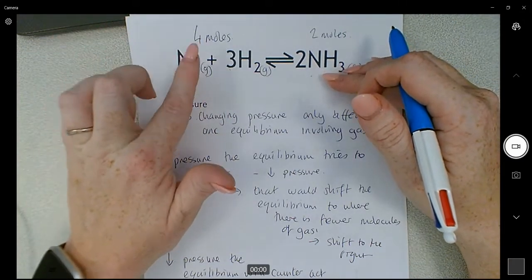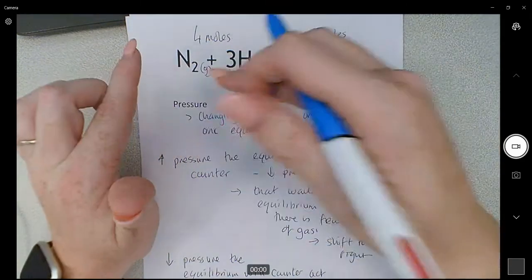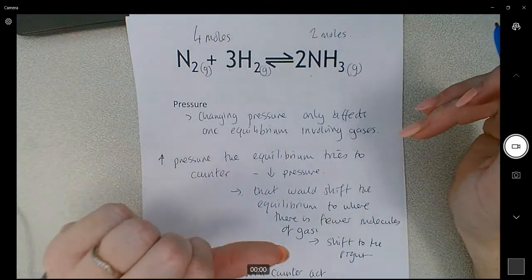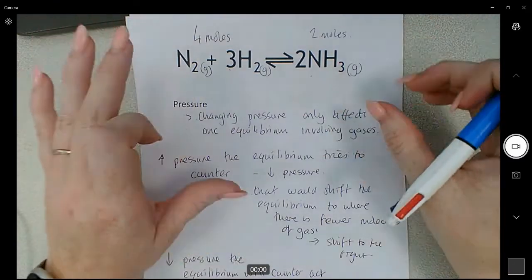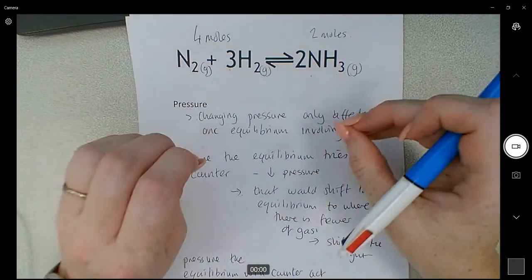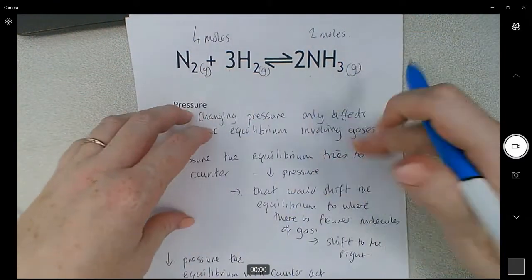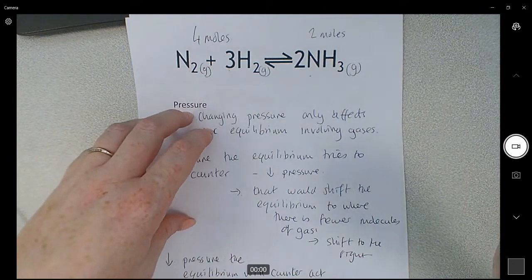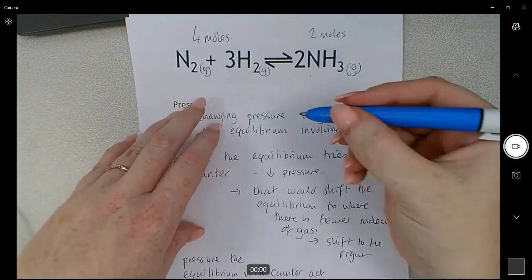So as you can see over here, there's 4 moles over here. So it will shift the equilibrium to the left. So just be mindful, that is essentially what it's all about. If I give you another example of a reaction, you can then try to work out increasing and decreasing and what it would affect.